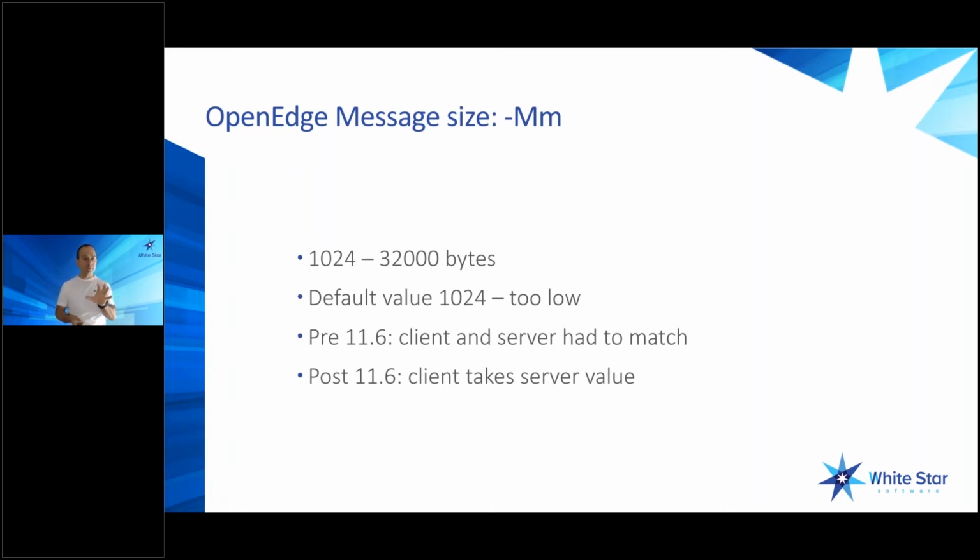Now, if you were before 11.6, you really had to set the -mm parameter on the server and the same -mm parameter on the client. Otherwise, you would get an error message that they didn't match. And as of 11.6 or so, the client will just take the value from the server. So even if you set the value -mm on the client side, it'll be ignored. It'll take whatever -mm was set as the startup parameter for the server process.